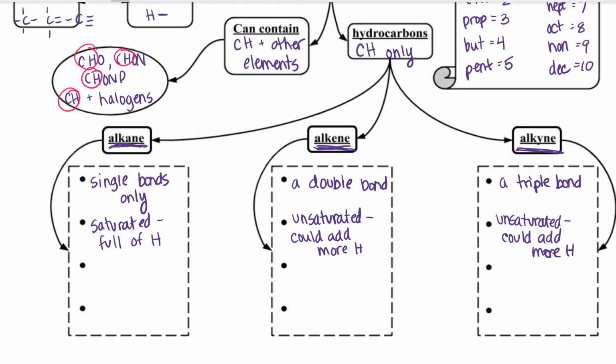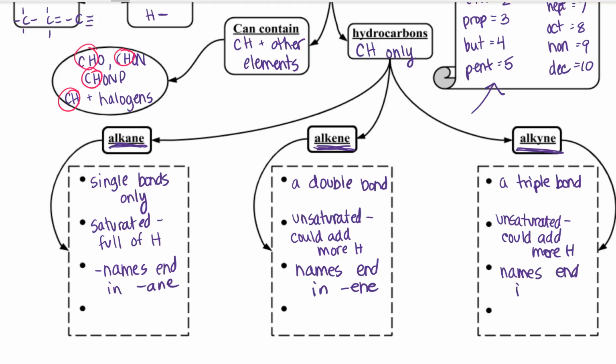Now we need to talk about how to name all of these things differently so we can tell them apart. If they all use these same prefixes, the difference must be the ending. So here, for an alkane, the names end in ane, just like the word. Alkenes, the names end in ene. And alkyne, the names end in yne. So it goes with the name of the compound, so it's easy to tell them apart.